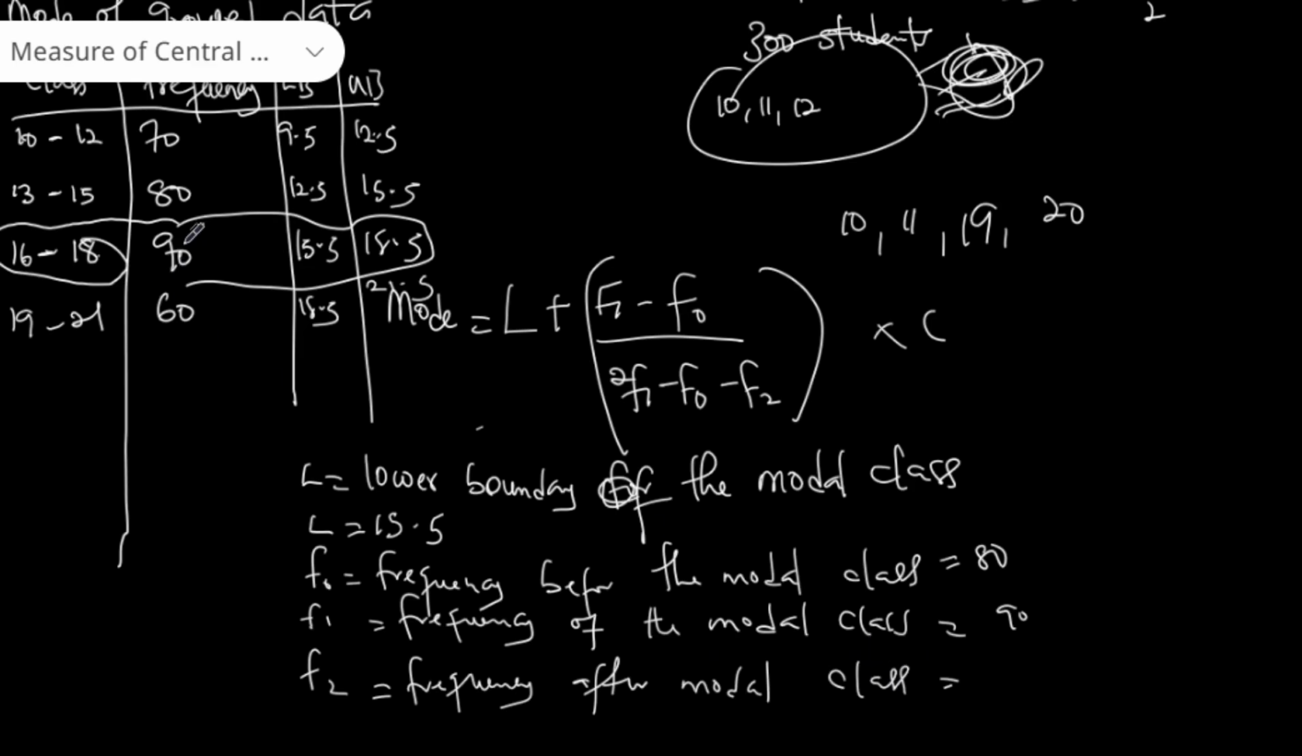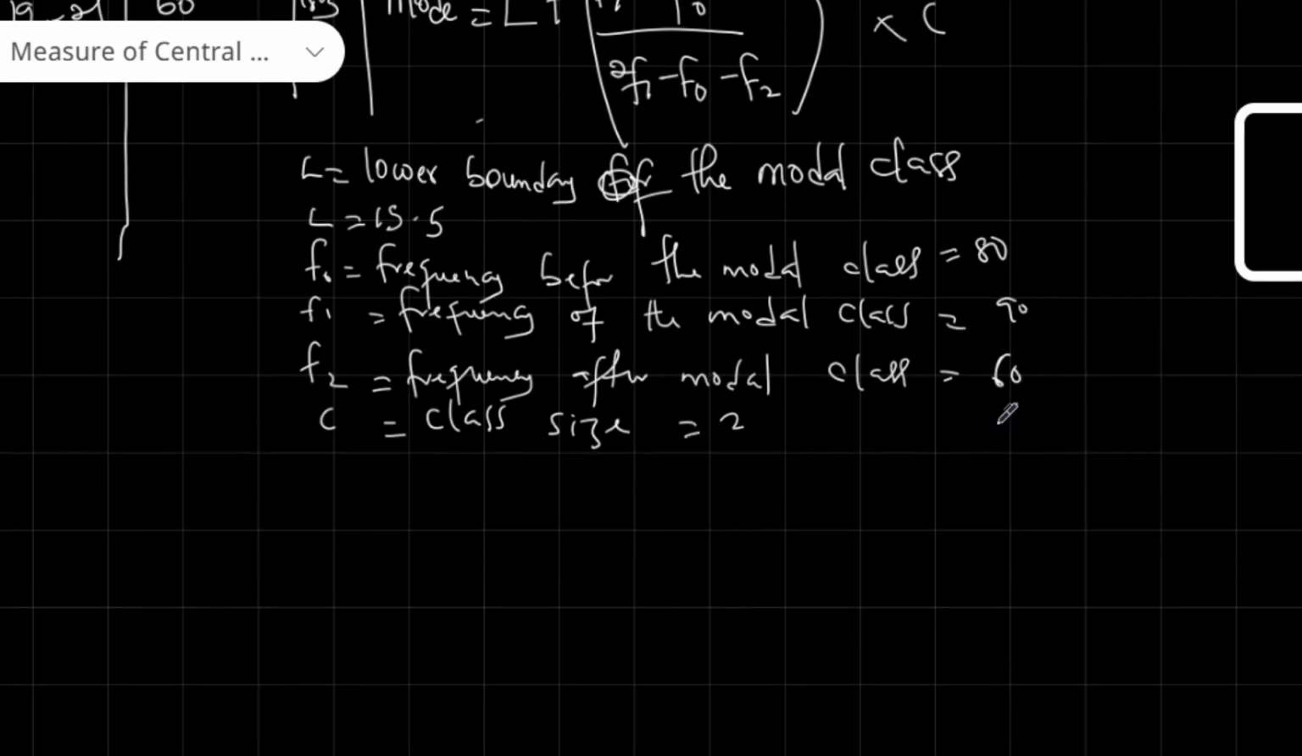And what's the frequency after the modal class? It is 60. Our class size, which is C, what is our class size? If you look at each class, 12 minus 10 is 2, right? 15 minus 13 is 2. 18 minus 16 is 2. 21 minus 19 is 2. So our C is equal to 2. Can you see? We already have our parameters.